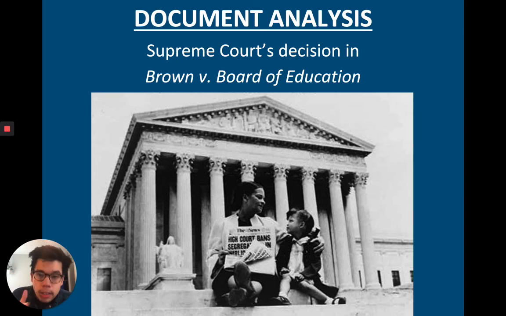So take a look at the document that I have for you there for the decision in Brown v. Board of Education. You already know the outcome, so what I want you to focus on is the reasoning. How does the Supreme Court undo what the past court said in Plessy v. Ferguson, and how do they unravel the logic of why separate but equal is unconstitutional?